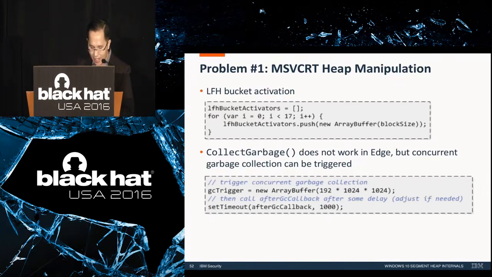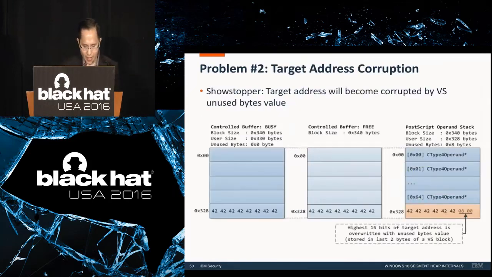But there's another problem to overcome. The problem is that the high 16 bits of the target address will be overwritten here by the unused bytes value. Even if a larger control buffer is allocated and freed, the heap manager will split the size to where there are still 8 unused bytes. So this is a showstopper because the target address will become invalid due to the corruption.